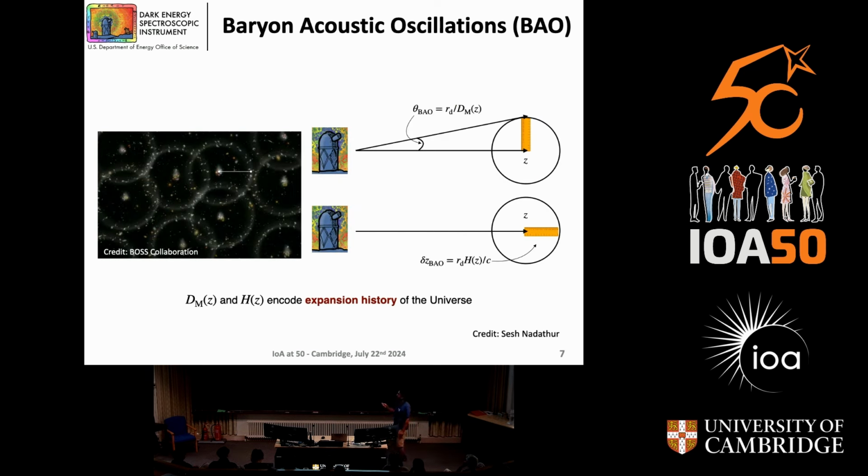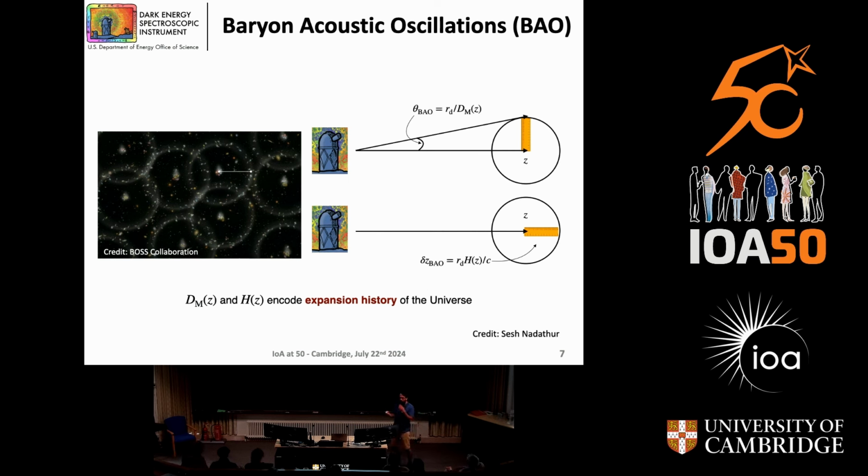So this is an artistic view of this imprint on the distribution of galaxies. What we do is we have these catalogs of millions of galaxies, and we look at 2 different things. One is we look at the correlation of these galaxies as a function of angular separation. And we detect a particular angle where there's an excess of correlation, and using trigonometry, because we know the sound horizon r_d, we know its value, then we can infer the distance to those objects.